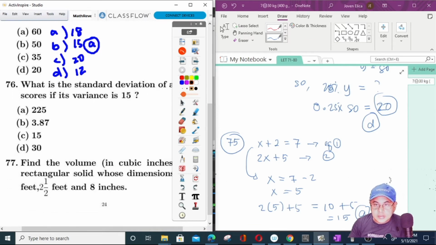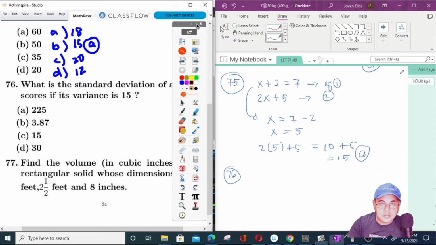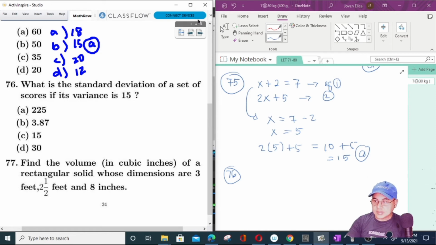Okay, number 76. What is the standard deviation? What is the standard deviation, number 77? What is the standard deviation of a set of scores if its variance is 15?